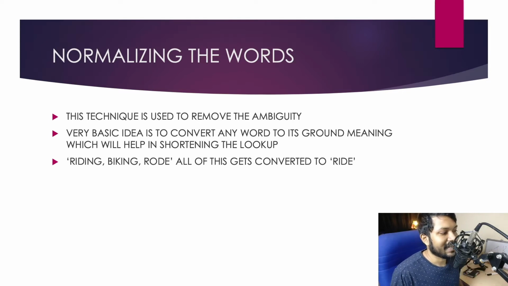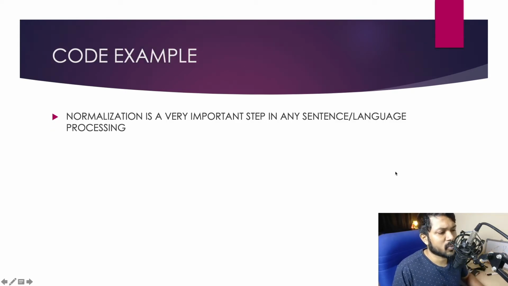The very basic idea is to convert any word to its ground meaning. It's not an actual synonym, rather it's the ground meaning. Riding is a tense. We're not worried about the tense. We just want ride. Ride is going to be the root of that word. So that's what we're going to be trying to do as part of this normalization technique, the stemming technique. The code example is what I'm going to be showing you right now.